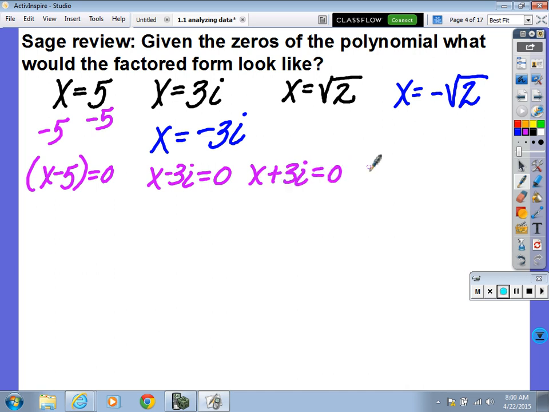I'm going to subtract the square root of 2, so I'm going to have x minus the square root of 2 is equal to 0. And I'm going to add the square root of 2, so I'm going to have x plus the square root of 2 is equal to 0. Now we're just working backwards here.